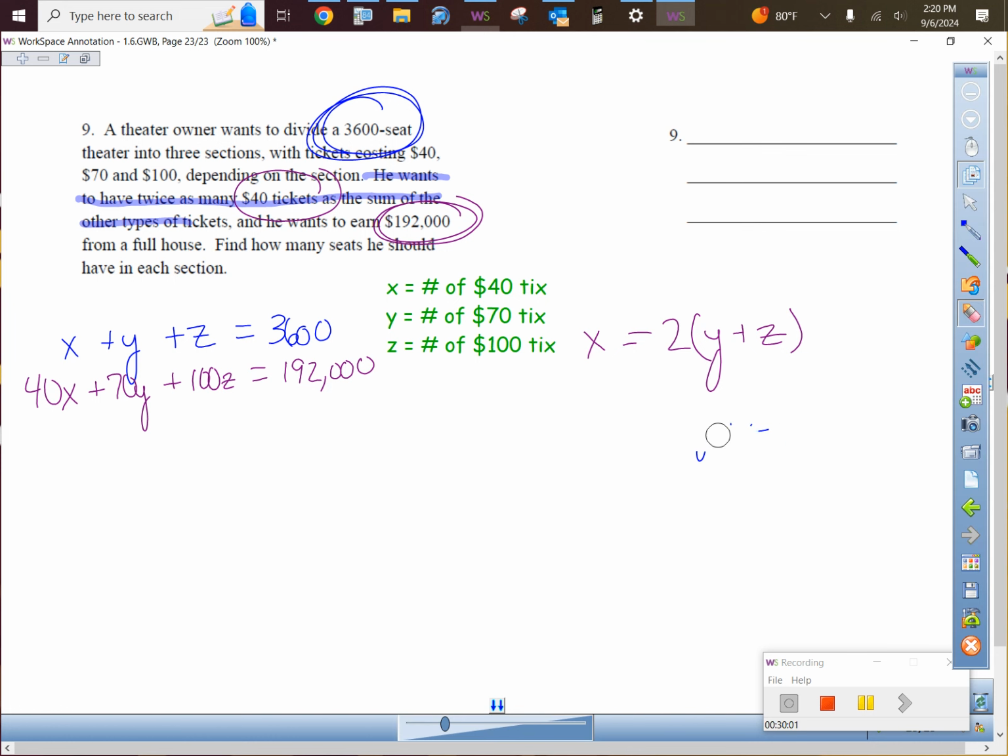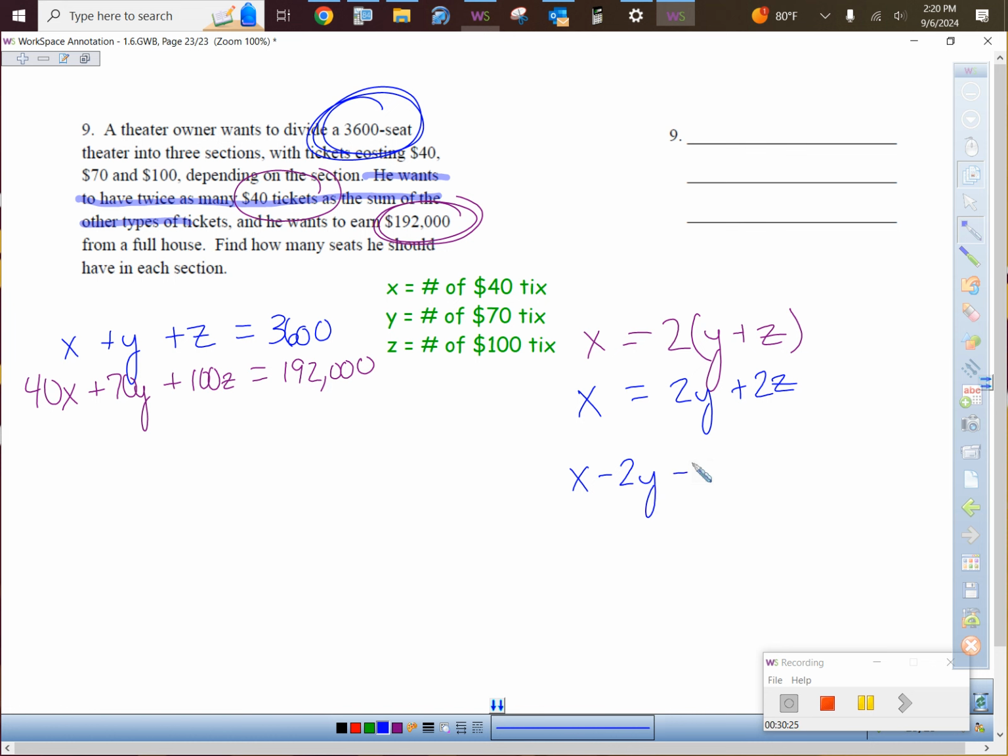So the correct one is the purple one, because you have to add these together first and then double it. That won't fit in the matrix, so I'm going to distribute the 2 through: 2y plus 2z. This is where crossing your z's really helps, so you can tell the difference between your 2's, your 3's and your z's. This still doesn't fit, so I'm going to subtract all this stuff over. I need x minus 2y minus 2z equals 0. Do you see how I subtracted that over, so I can put it in the order for the matrix?